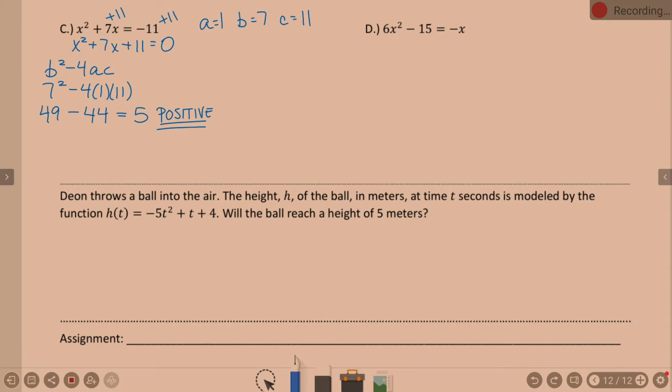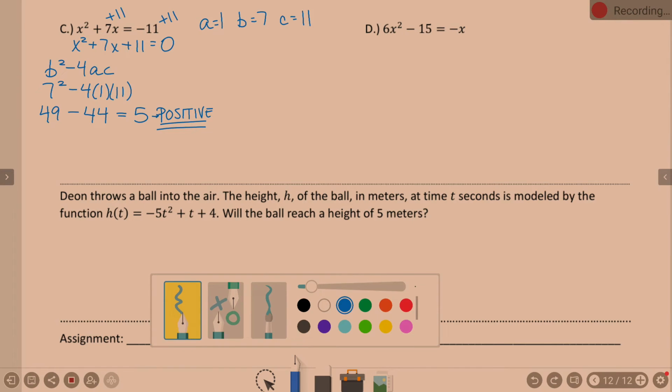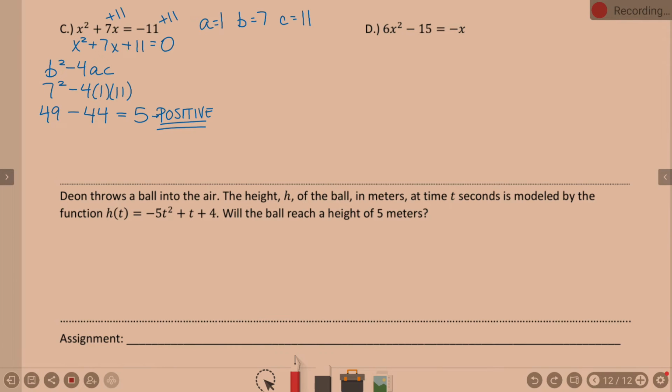Okay. Because my discriminant is positive, how many solutions am I going to have? 2. What type of solutions? Real solutions, yes? Now, I'm going to go ahead and write 2 real solutions, but then here's the deal. The homework's going to ask, are those 2 real solutions rational or irrational? So think about that. We're going to have 2 real solutions. Okay?